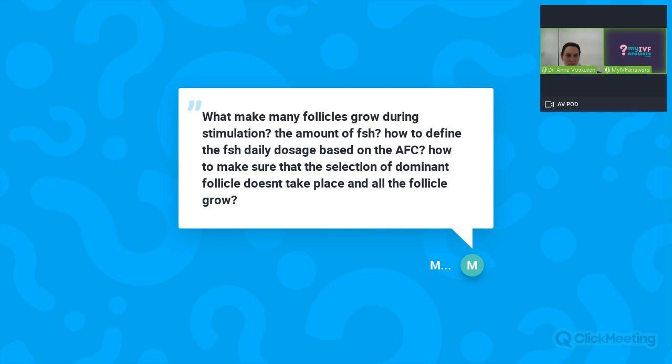What makes many follicles grow during stimulation? The amount of FSH. How to define the FSH daily dosage based on the AFC? How to make sure that the selection of dominant follicle doesn't take place and all the follicles grow? Okay, those are good questions. It's general IVF treatments, actually.